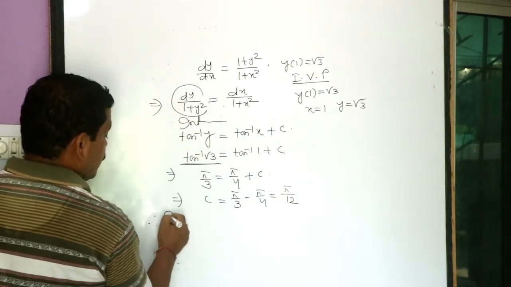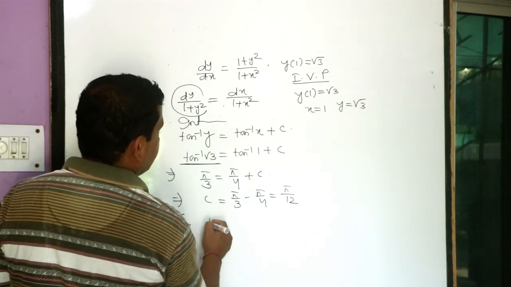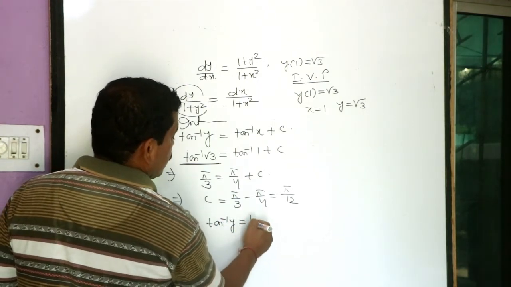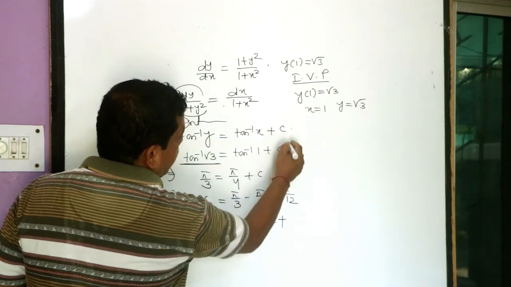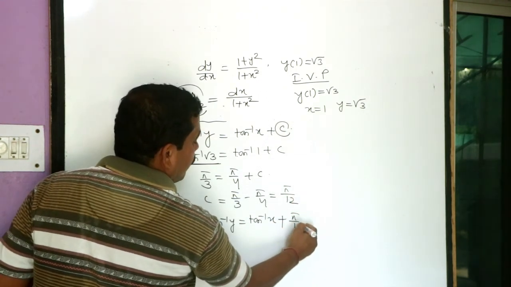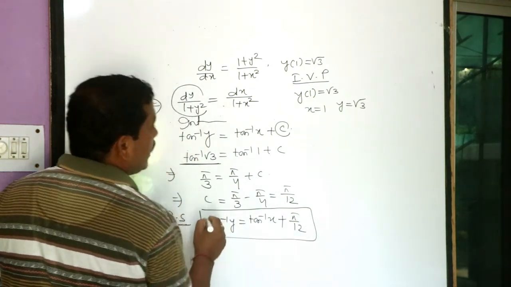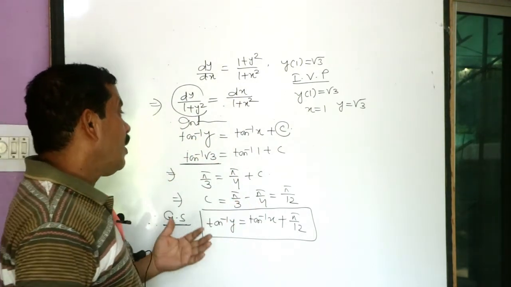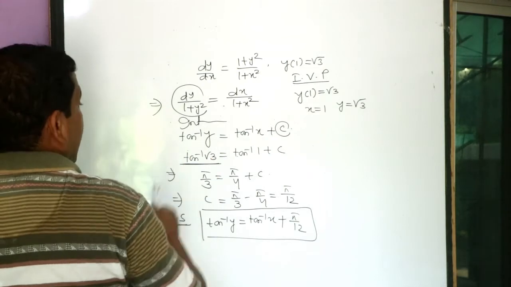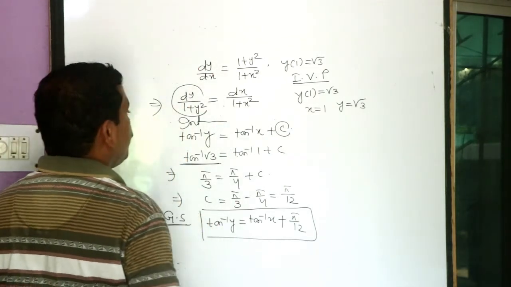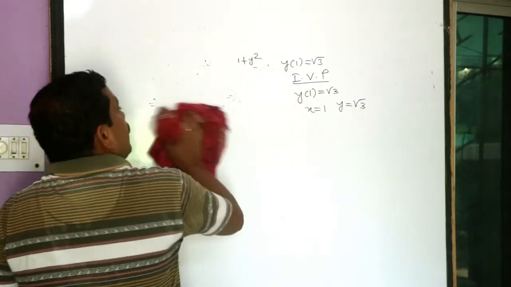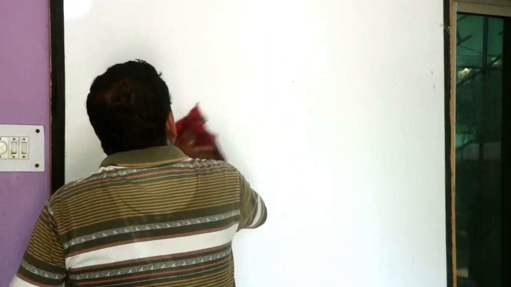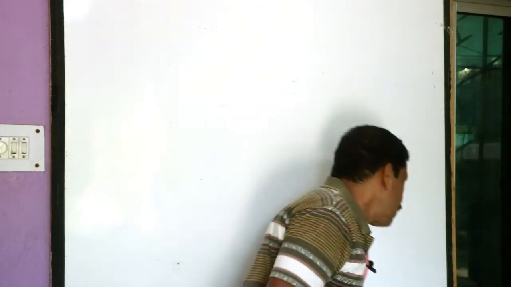Then the solution is tan⁻¹y = tan⁻¹x + π/12. Instead of c, you just put π/12. This is the solution for the differential equation. This is known as an initial value problem, where you find the value of the arbitrary constant by using the given condition. Let us go through some more examples, then you can easily solve this exercise.